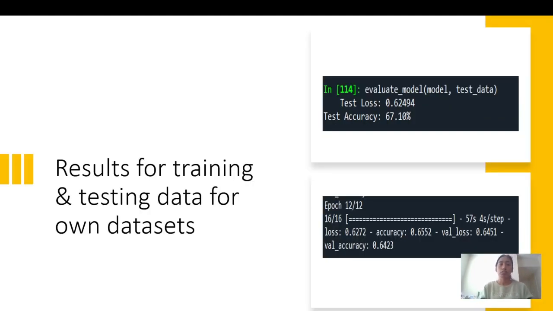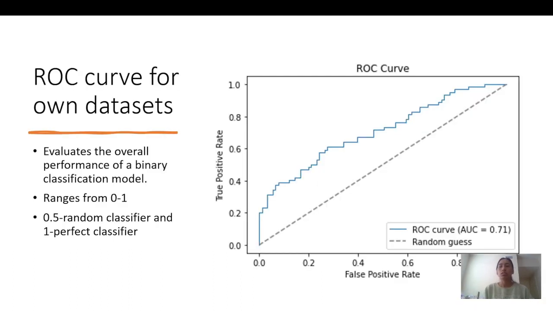Next is the result. I've done the modeling for two datasets, that is, for my own dataset and for the Kaggle dataset, just to know whether my modeling is correct or not. For my dataset, the test accuracy was 0.67 and the loss was 0.62, and the test accuracy was 0.65 and the loss was 0.62, which is good. Next I also made the ROC curve, which basically evaluates the overall performance of a binary classification model.